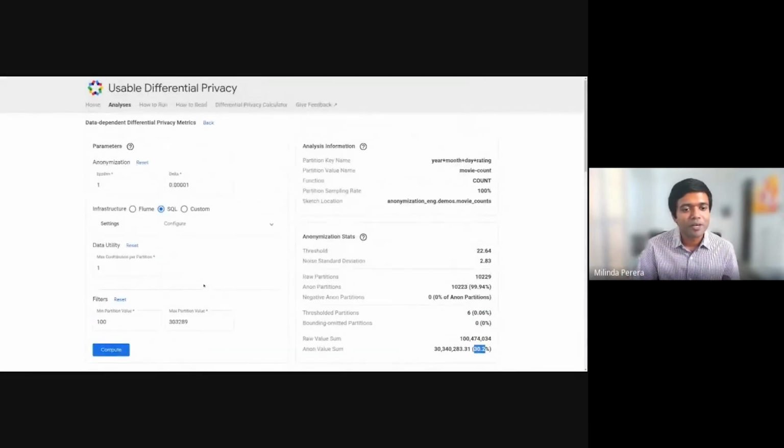Now, the next step I would do is increase the sensitivity bound, the maximum contribution I allow for a particular user. Say I set it to 10. I try that value, and you will see now the accuracy actually went to 70%. So 30% drop there. I still get to keep almost all the partitions, which is great. But because I increased the sensitivity, the noise standard deviation increased. Now it went from 2.8 to 28. It multiplied by 10, essentially.